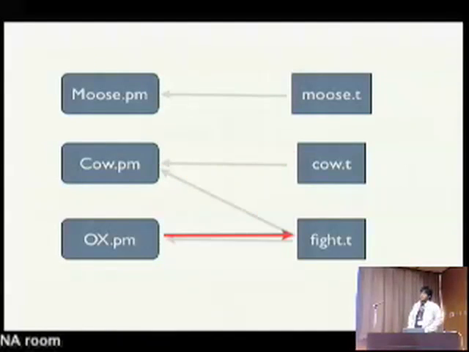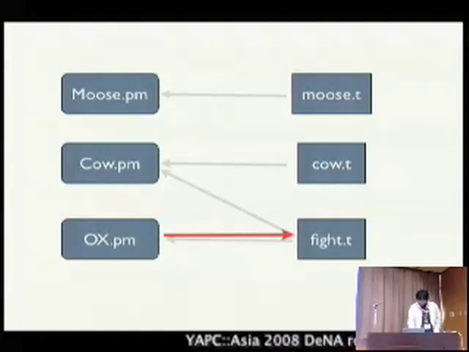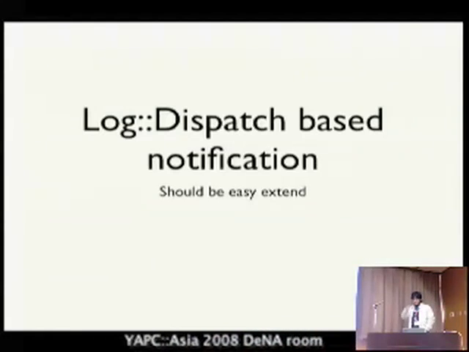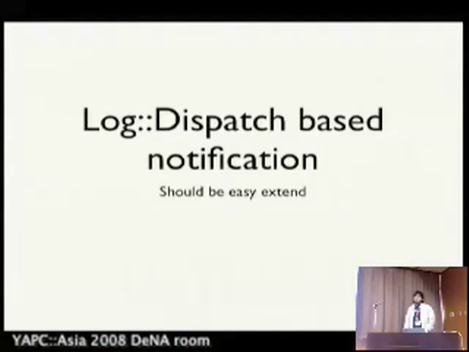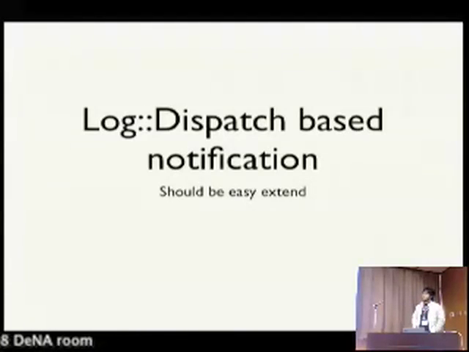So I use Module::ExtractUse to figure out this mapping and then just reverse the mapping, like reversing a hash. This is how I figure out which tests to rerun. And then I use Log::Dispatch to send notifications. I don't really know if there's any better way than this, but I think this is pretty good because it's extendable, so you can send your notification across many channels.